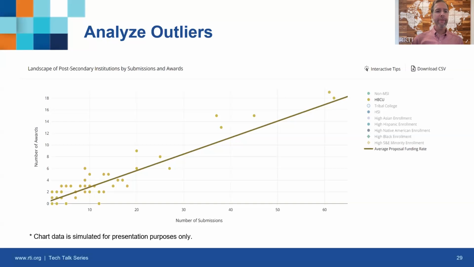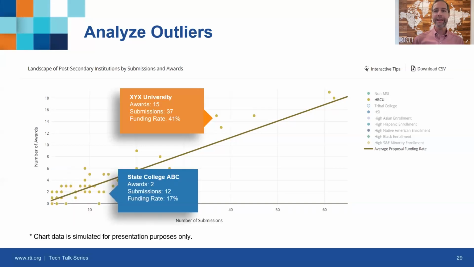So what you see in this graphic, each of the dots on the chart represents an institution that has submitted proposals to the National Science Foundation, and then a trend line in the middle that compares the submissions against awards to give a funding rate overall. And here you can see some trends. So this XYX university has a funding rate of 41%, well above the typical funding rate, whereas this institution, State College ABC, is down at just 17%. So here, this is a starting point for a DESH to be able to go further to understand what are the patterns behind these outliers and what they might be able to do to mitigate issues that they're seeing.